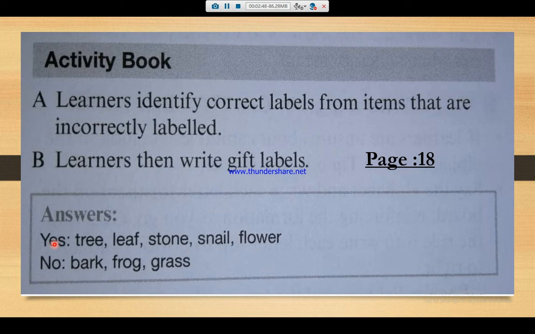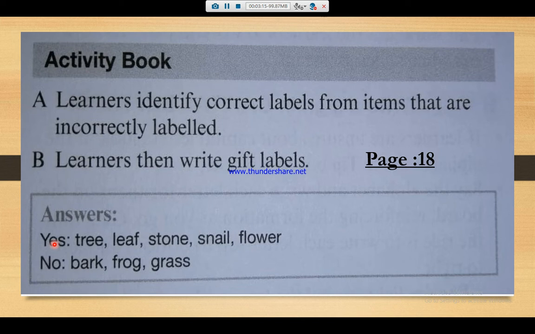The next picture is frog. So do we have really a frog here? No, it's not a frog. There are some rocks. So we're going to write N for no. Flower, is it a flower? Yes, write Y. Grass, is it grass? Yes, write Y. Snail, is it a snail? Write yes. Okay, and here we have the answers.